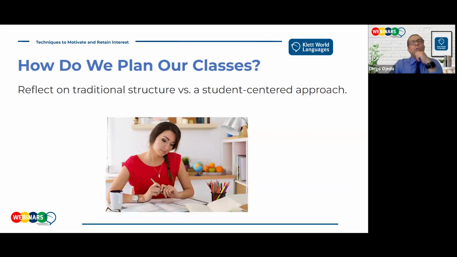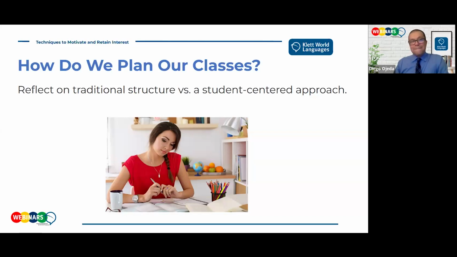Let's think about how we plan our classes. Do we plan our classes based on the curriculum? Meaning that we open the curriculum guide and this is the next chapter, this is the next lesson, these are the topics, this is what I'm going to teach. Or are we planning with a student-centered approach?